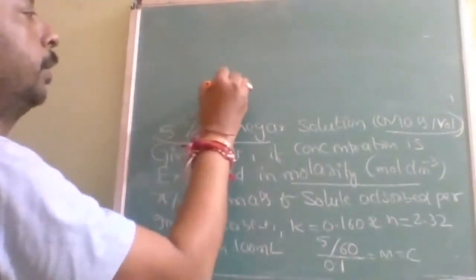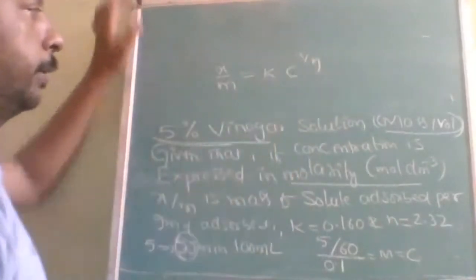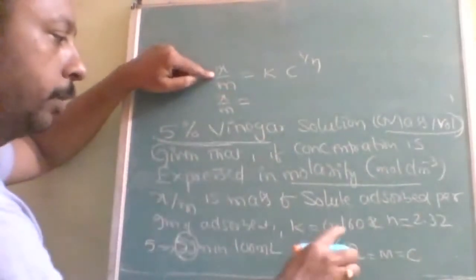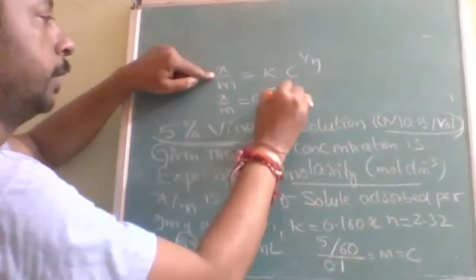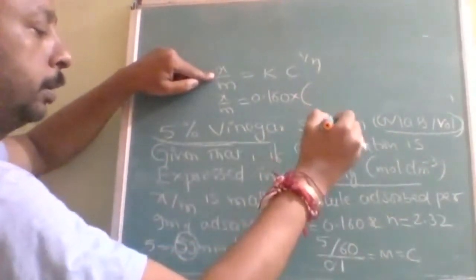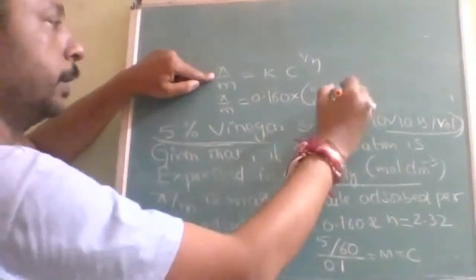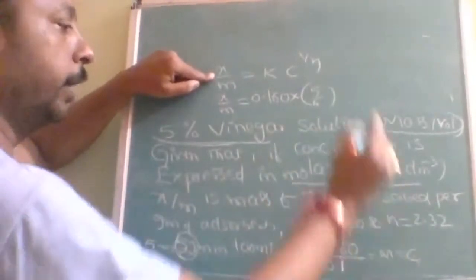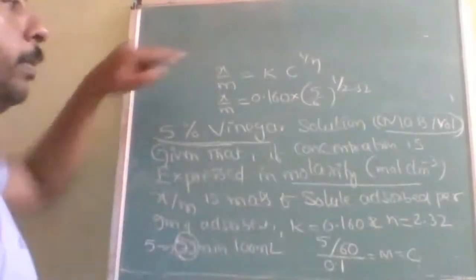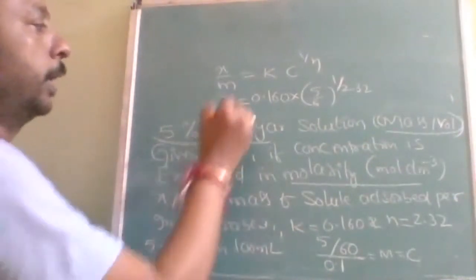Formula is x upon m is equal to k into c to the power of 1 by n. Okay. X upon m we will find out is equal to k. What is k? 0.160. And c we have found, 5 by 6, I think. 5 by 6 only. To the power of n value, which is 1 by 2.32. Is this understood? Now you will get x upon m.